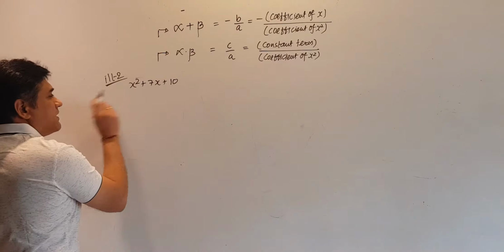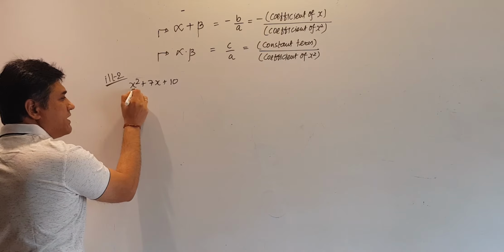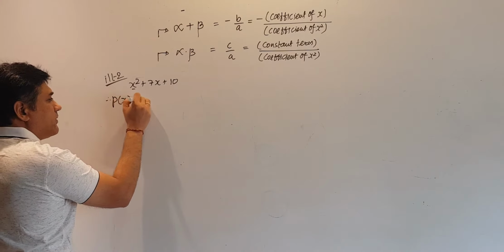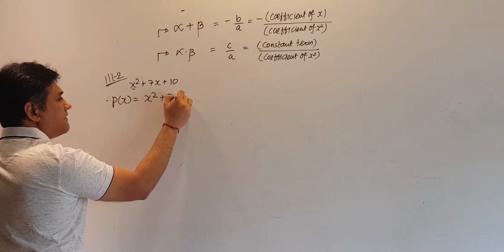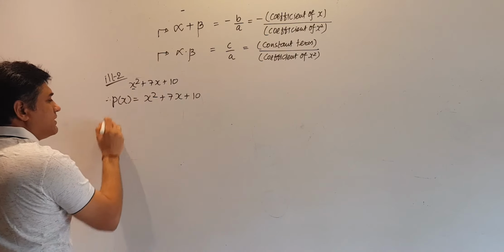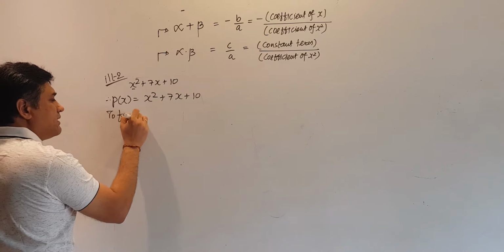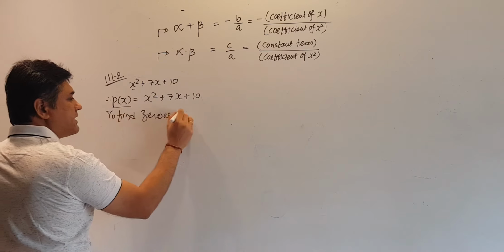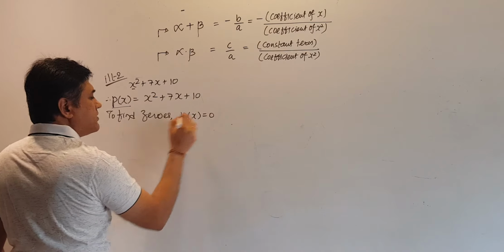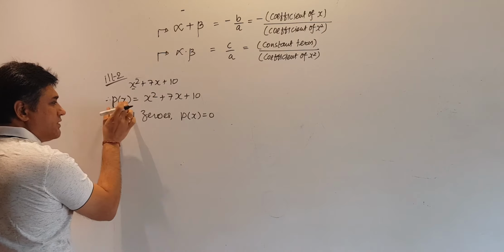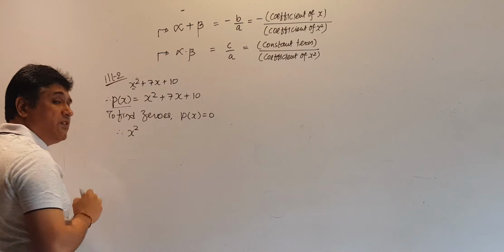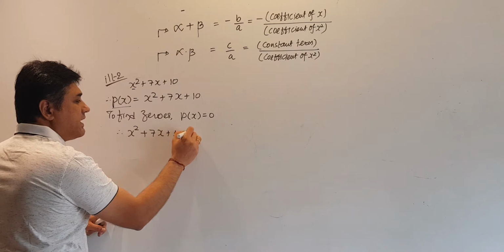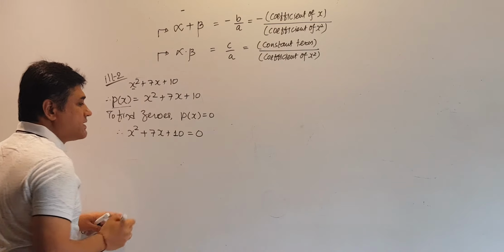So first you can understand this is the polynomial based on one variable x. So what should I write? Px equals x square plus 7x plus 10. To find zeros, what should I do? I should take px equals 0. So in place of px it would be 0. So how will this polynomial be written? X square plus 7x plus 10 equals 0.